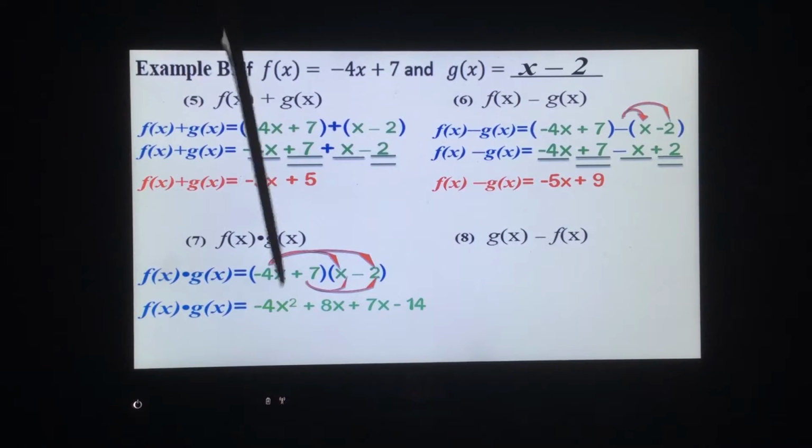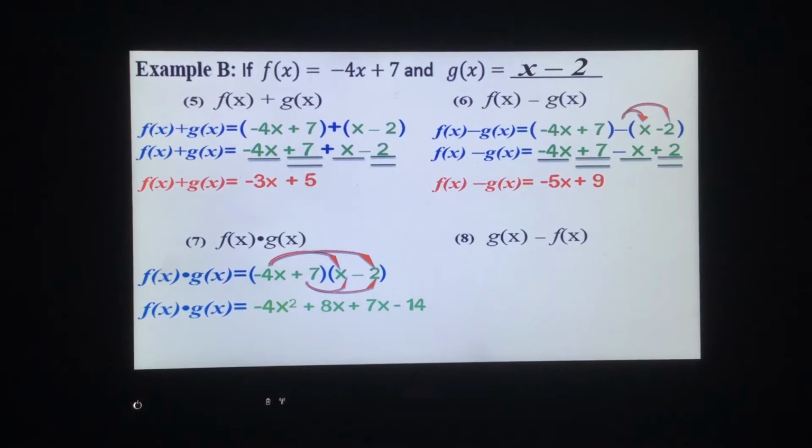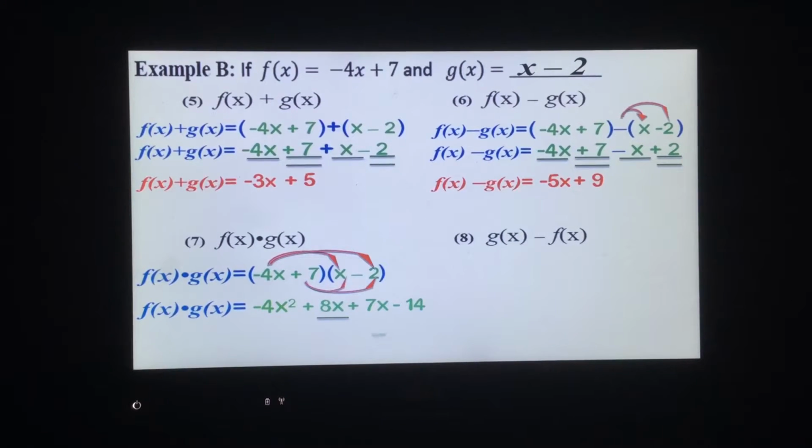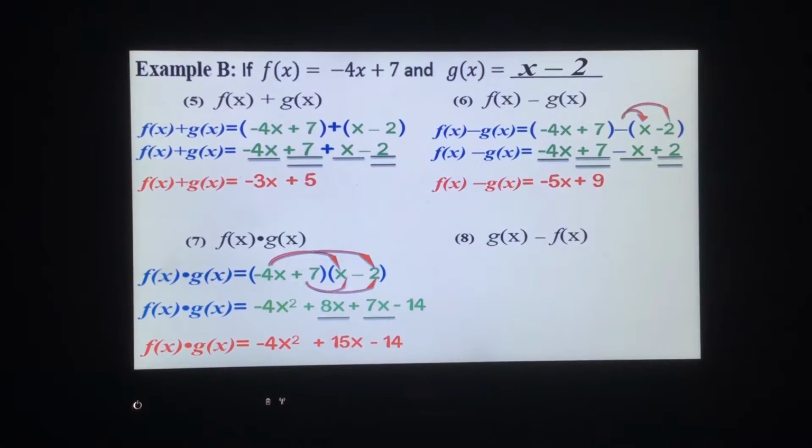Now, notice we have 4 terms, but 2 of them are the same. So you can combine these 2 together. 8x and 7x together are going to be 15x. So we're going to have negative 4x squared plus 15x minus 14. That's your answer. All right. Number 8, let's go ahead and do this one. All right, I'm going to give you guys a second.